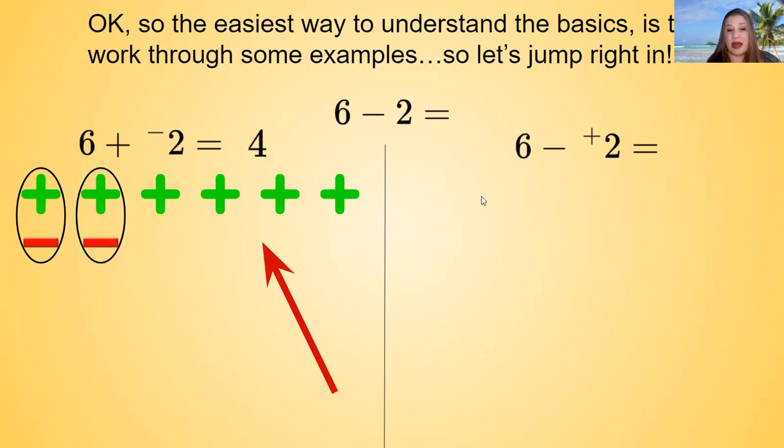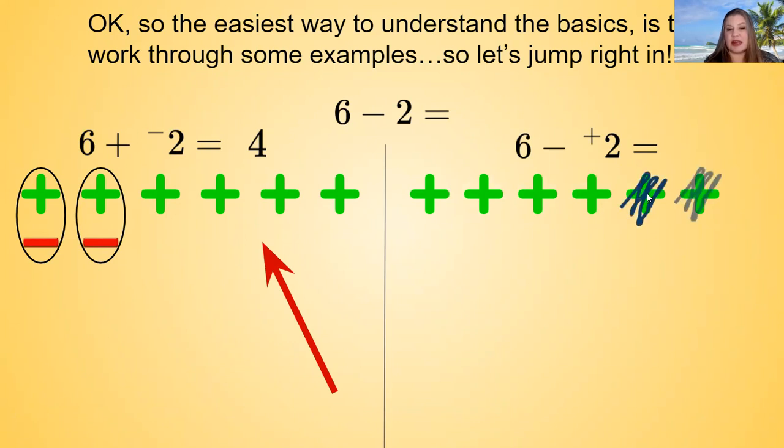Now let's try it this way. We have 6 positives, and then essentially we're going to take away 2 of those positives. So I'm going to represent take away with a scribble. Okay, so we're going to take away 2 of those positives. What do we have left? We have 4 as well. So whether you use that sign in the middle as a negative, as we did over here, or a minus, as we did here, it will be the same thing. It will come out the same.